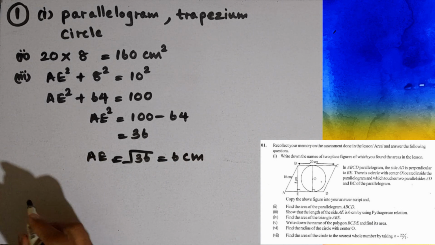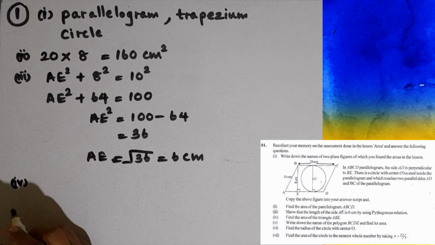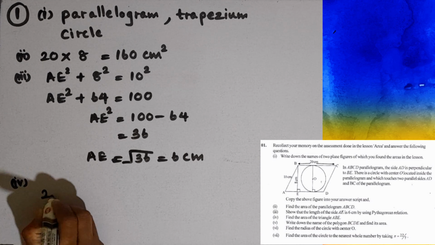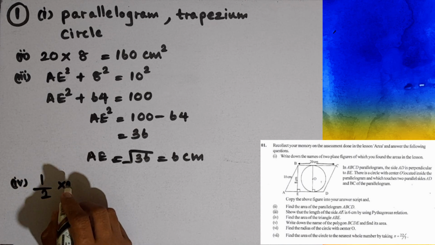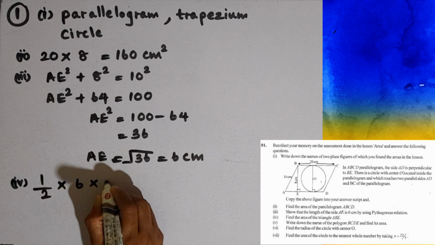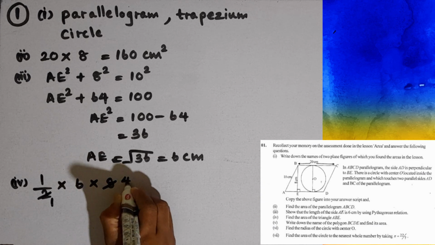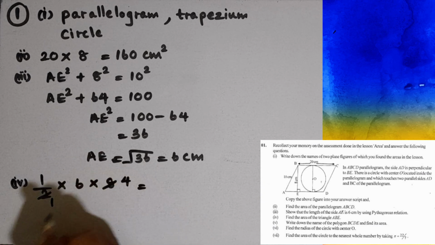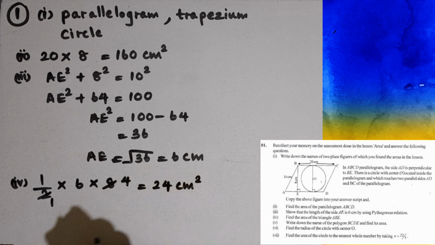Then part 4, find the area of the triangle ABE. In triangle ABE, we can find the base as AE, that is 6 centimeters. Then the perpendicular height is 8 centimeters. So half times 6 times 8, 2 times 1, 2 times 4. Then the area can be calculated as 24 square centimeters.